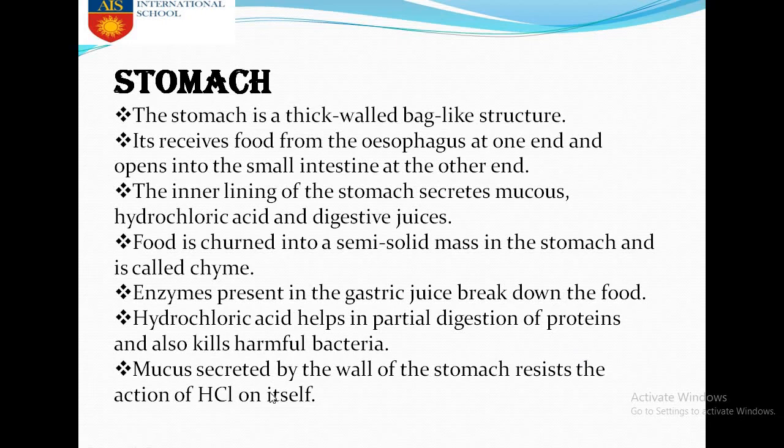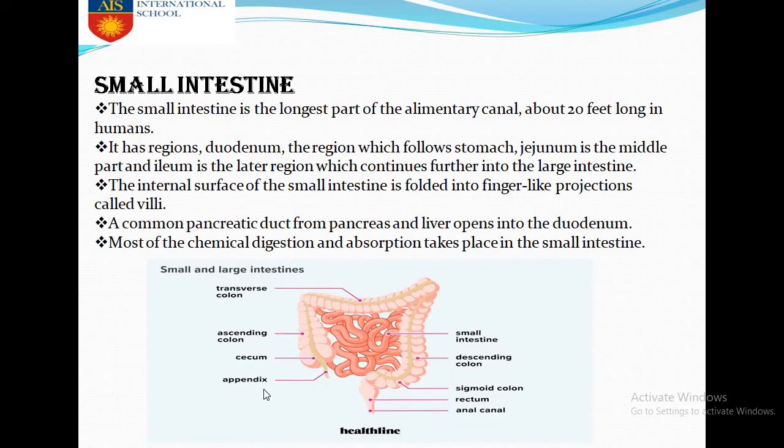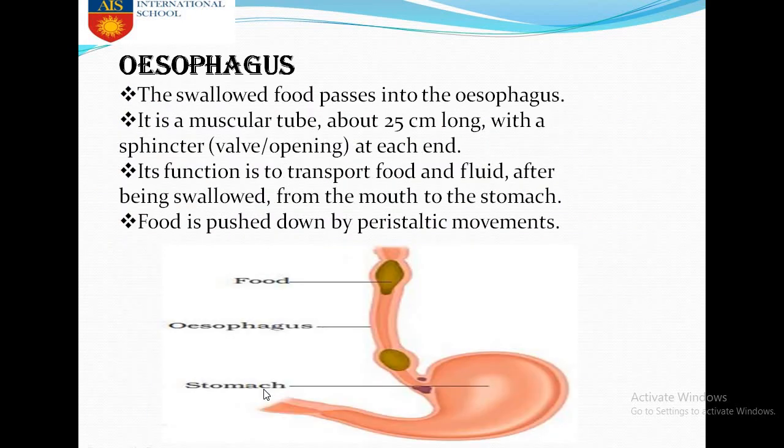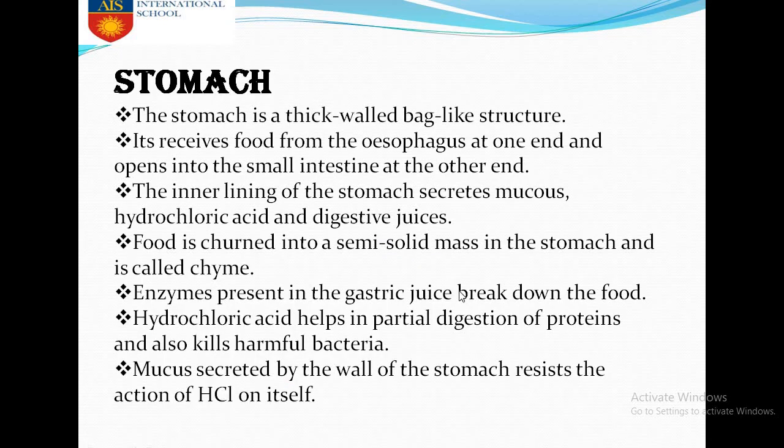Now what is the stomach? See, this is the stomach. The stomach is a J-shaped pouch. It is a muscular organ. The stomach is a thick-walled bag-like structure. It receives food from the esophagus at one end, and it has a valve which acts as a gatekeeper, and opens into the small intestine at the other end.